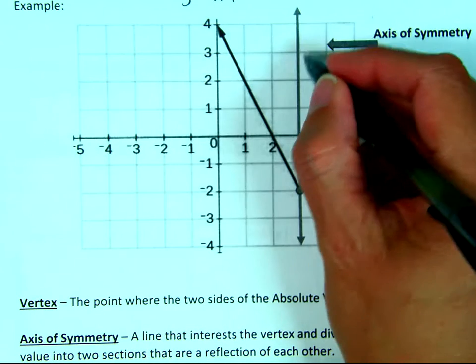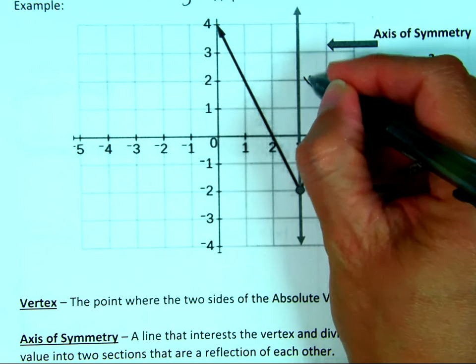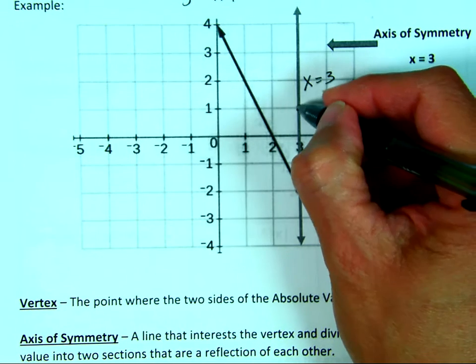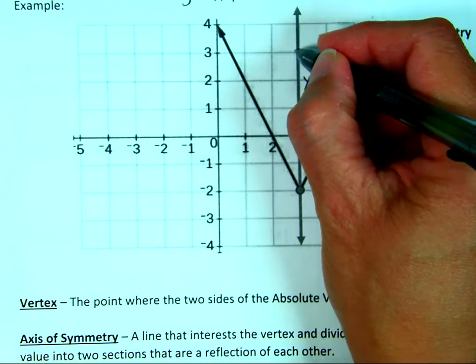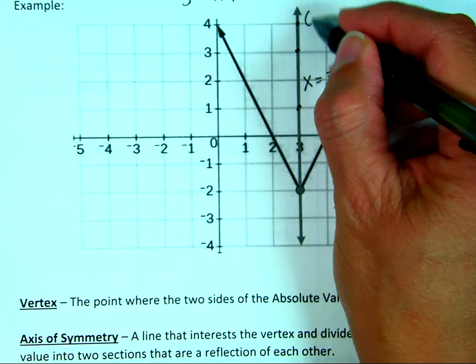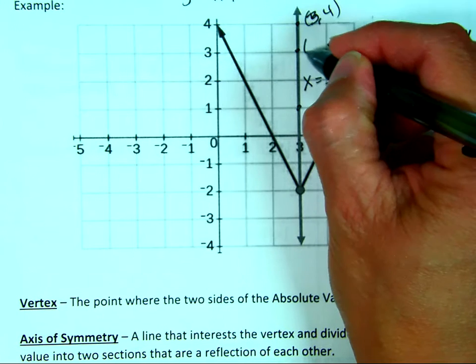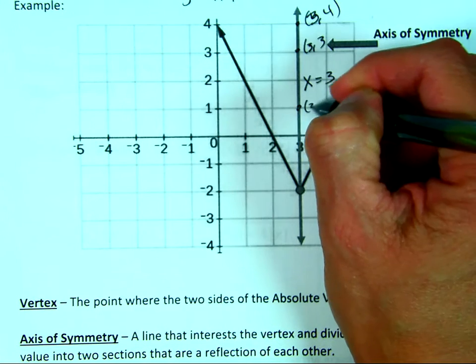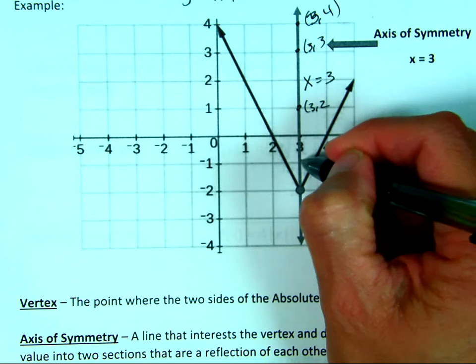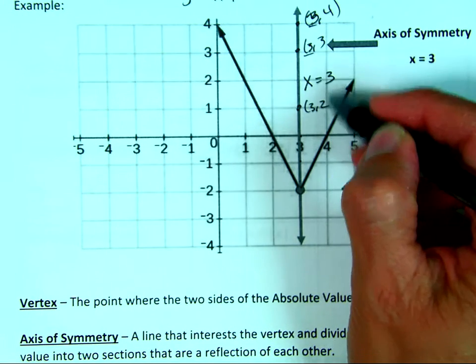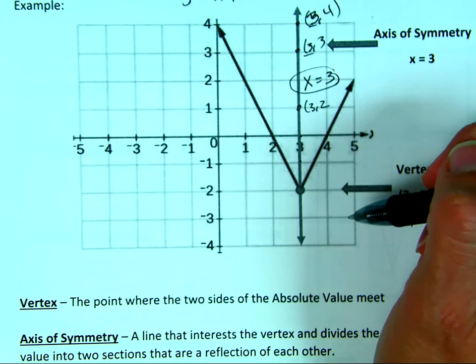So this one is vertical. All vertical lines only have x. Why is it called x equals 3? Because every point here, this point right here is (3, 4), and this point is (3, 3), and this point is (3, 2), and this point is (3, 0), (3, negative 1), (3, negative 2). Notice that every time x is 3. That's why we call the line x equals 3.